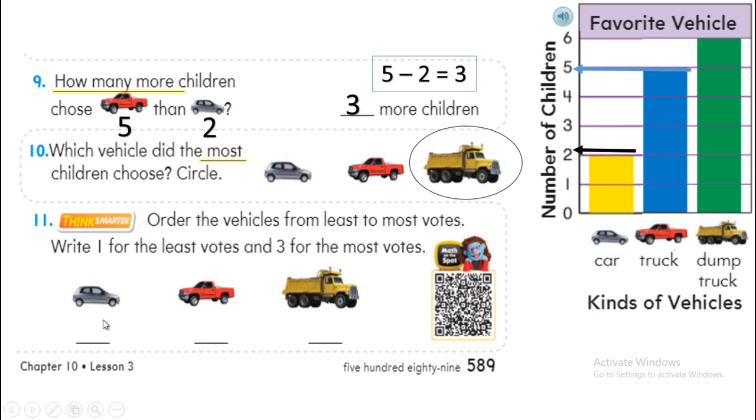The car. So put number 1 under the car. Which one is a little bit taller, but doesn't have the most votes? The truck, the red truck. Excellent. Put number 2. Now, how about the dump truck? It has the most votes. So we're gonna write the third number, number 3, for the dump truck.